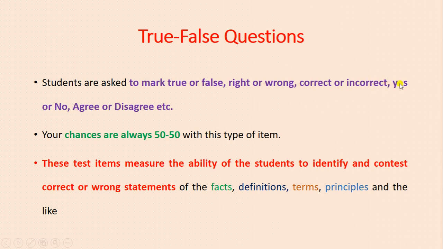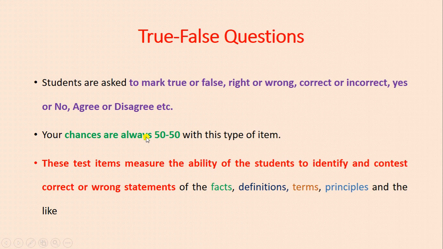And if they feel the statement is yes, they can take yes. And if they feel the statement is incorrect, they can take no. If they agree, they take agree. If they disagree with the statement, they can take disagree. So in this form, they can mark. So these types of questions are called true false questions.